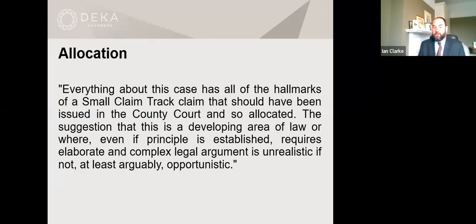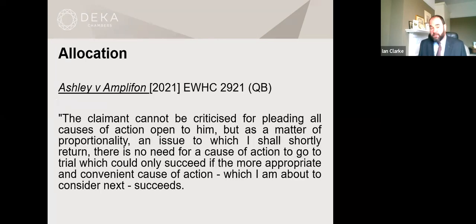Everything about this case has all the hallmarks of a small claims track claim that should have been issued in the county court and so allocated. The suggestion that this is a developing area of law, or that even if principles are established it requires elaborate and complex legal argument, is unrealistic, if not at least arguably opportunistic. So the defendant in this case strikes out significant parts of the claim because they add nothing to the overall claim, gets it sent to the county court, and gets it sent to a non-costs-bearing track, which overall is not a bad result.